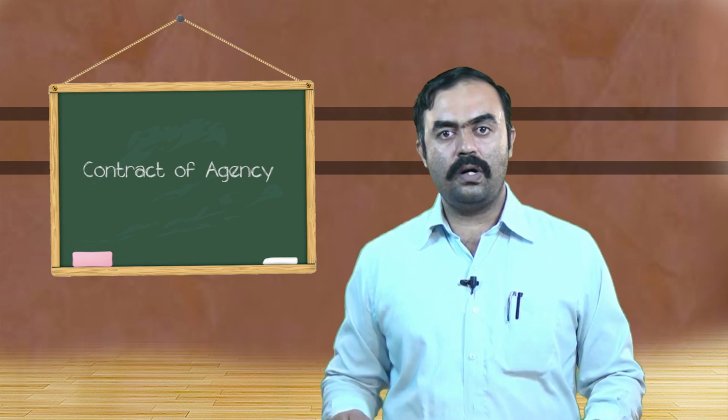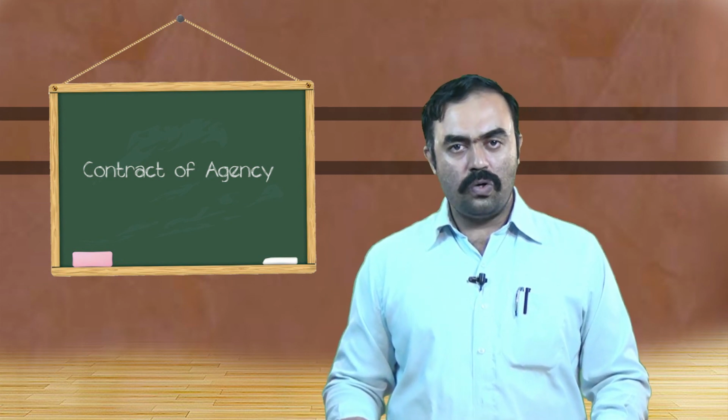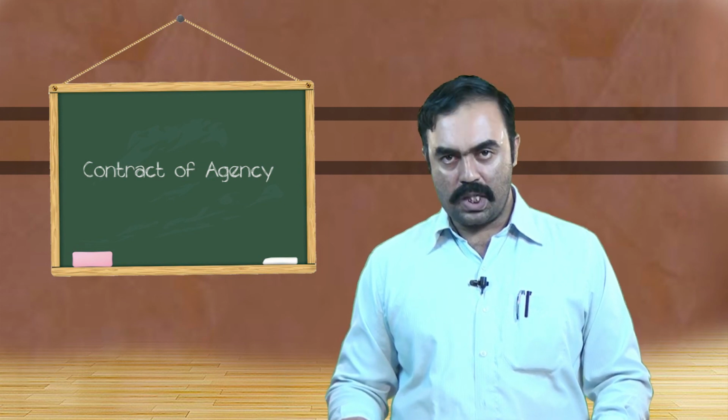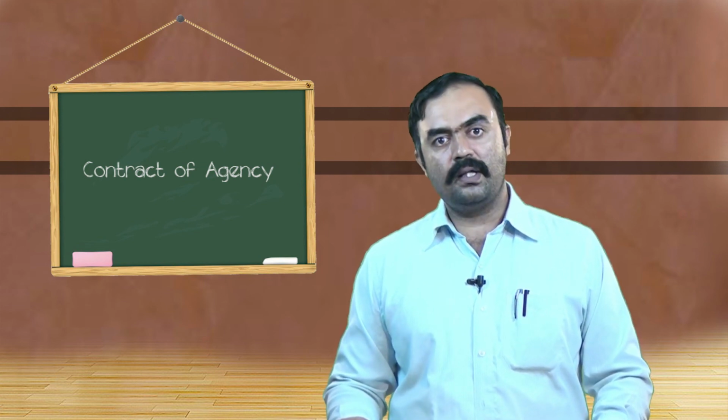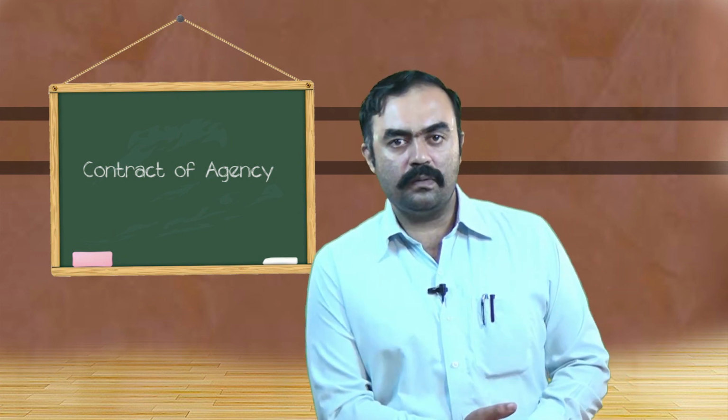This is what happens in the contract of agency. To sum up, agency is a contract between two parties. One is the company, the second is the agent. The agent works for the company and is entitled to receive remuneration, and the company is supposed to support the agent in promoting its products.